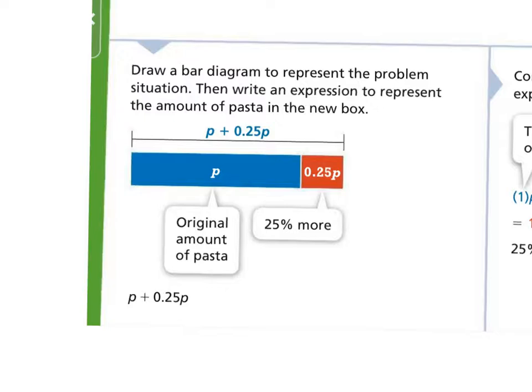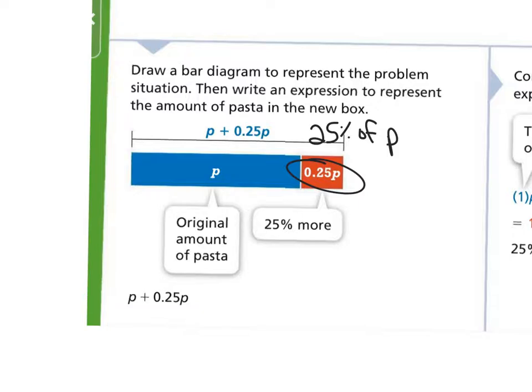Well, 25% of what? 25% of what we had originally, okay? So you know 25% as a decimal is 0.25, okay? So to find 25% of P, we would take 0.25 times P, and then we're just going to add that to the P that we had to begin with.